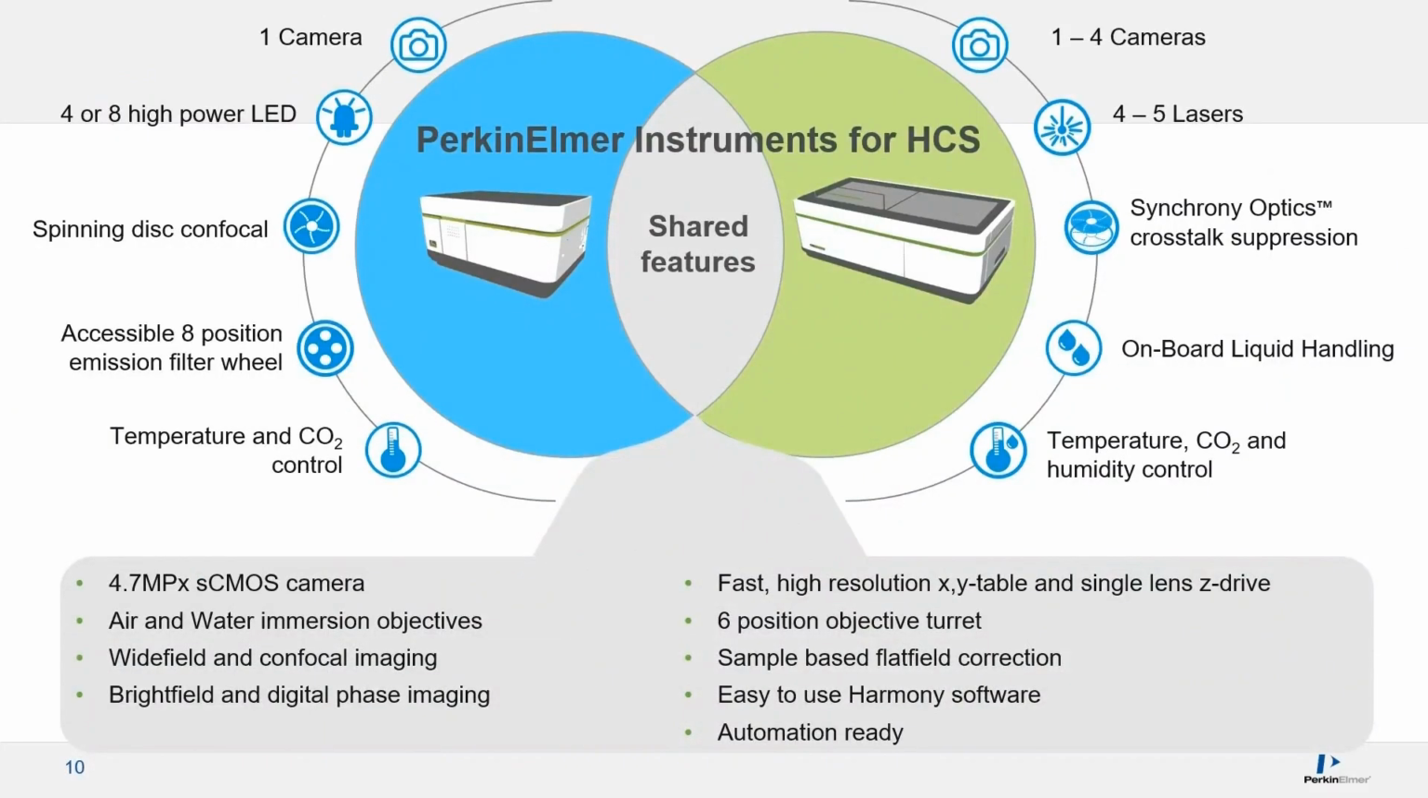Shown here on the left is the Opera CLS. It is a single camera system and uses LED as an excitation source. And it is capable of doing confocal imaging and comes with temperature and carbon dioxide control options for live-cell imaging experiments. On the other hand, the Opera Phoenix Plus is a high-end imaging instrument and can be configured with either 1 to 4 cameras and uses laser as an excitation source.